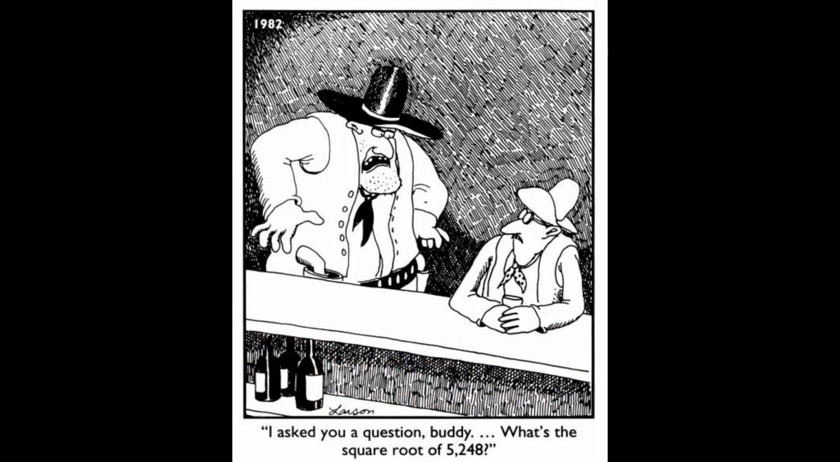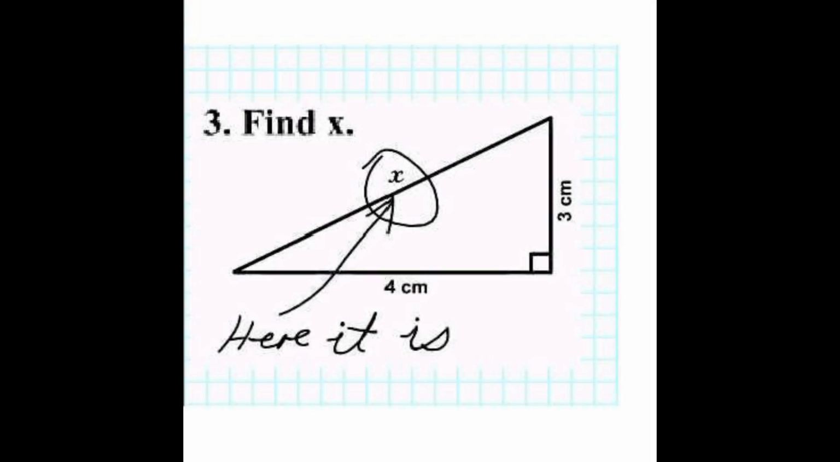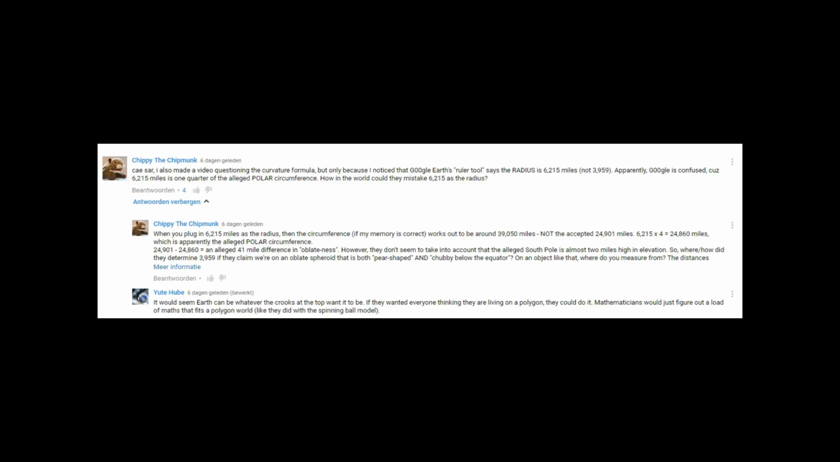There are people out there that don't understand even the most basic mathematics. But there are some of them thinking that they do understand mathematics and think it's completely wrong in itself. This is an example of an FE'er that barely seems to have graduated prep school. There's a video posted by Chippy the Chipmunk with the title Why does Google Earth Pro say the radius is 6,250 miles? Well, the moron has tried to measure in Google Earth the radius of the Earth.